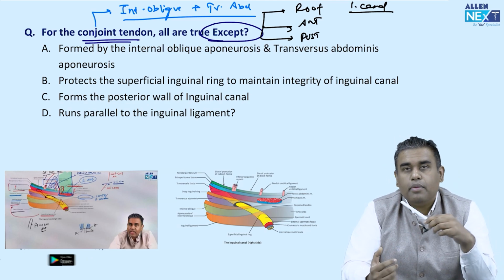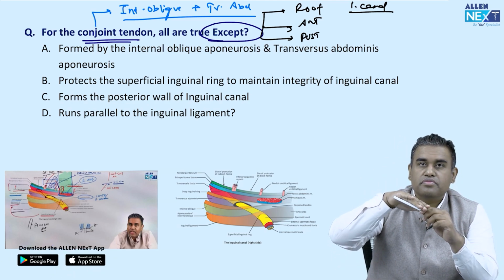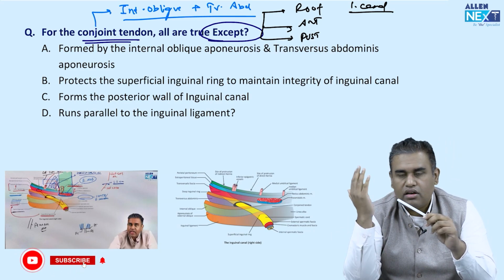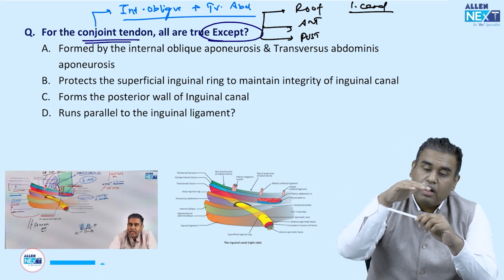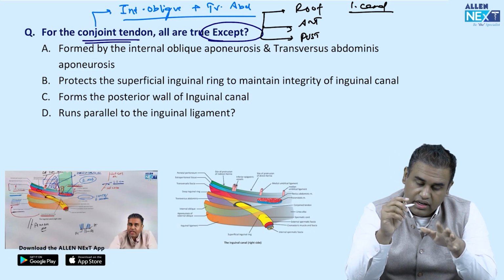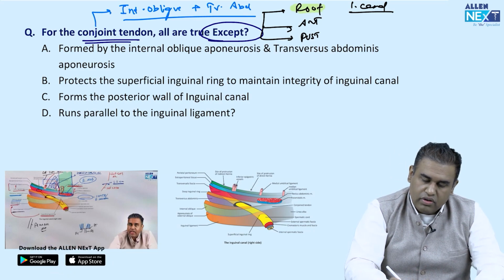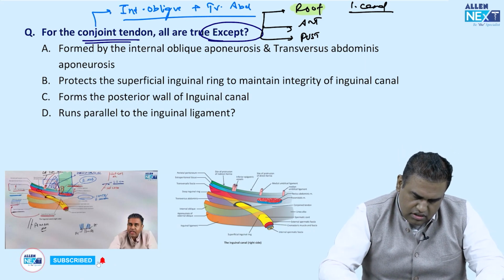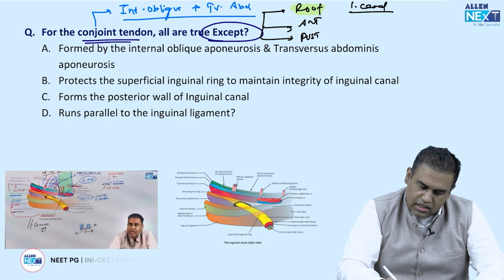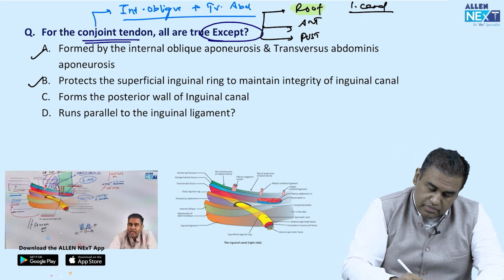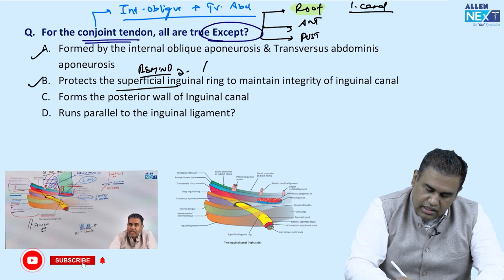So suppose this is the inguinal canal. The conjoint tendon forms the roof, but it also goes anteriorly as well as some part posteriorly. So it does not form the entire anterior or the entire posterior wall. It forms a part of the anterior wall and a part of the posterior wall, but mainly it forms the roof of the inguinal canal. Now let's see the options. All are true except: formed by the internal oblique and transverse abdominis. Yes, correct. Protects the superficial ring. Yes, it is actually behind the superficial ring and anterior to the deep ring.